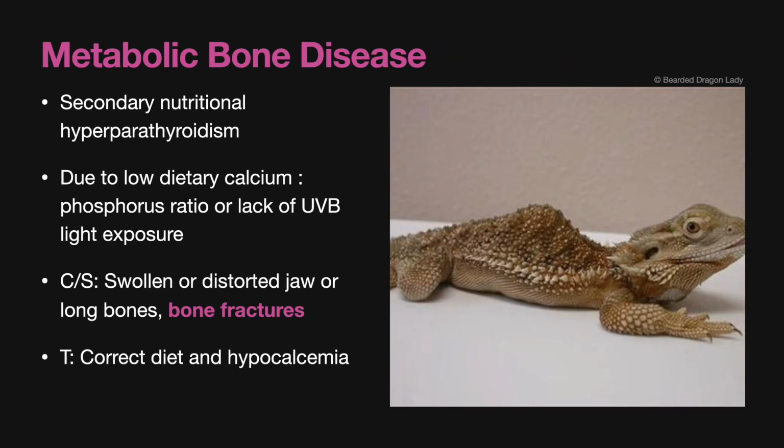Finally, we have metabolic bone disease. Metabolic bone disease is caused by secondary nutritional hyperparathyroidism. This results from low dietary calcium to phosphorus ratios or a lack of UVB light exposure. Clinical signs include a swollen or distorted jaw or long bones, and bone fractures. Treatment involves correcting the diet and the underlying hypocalcemia.